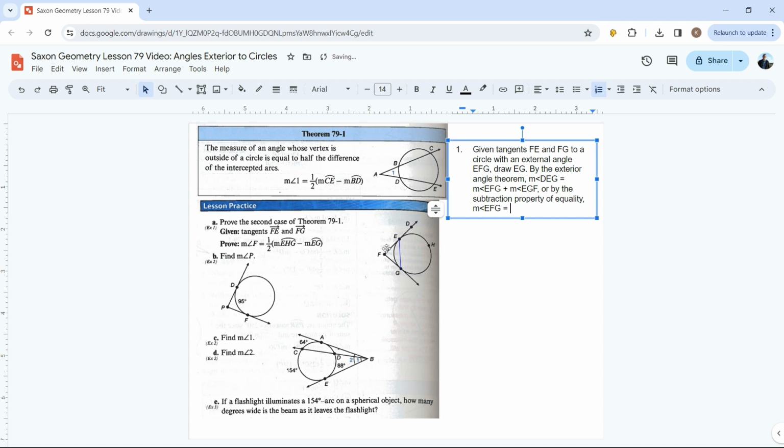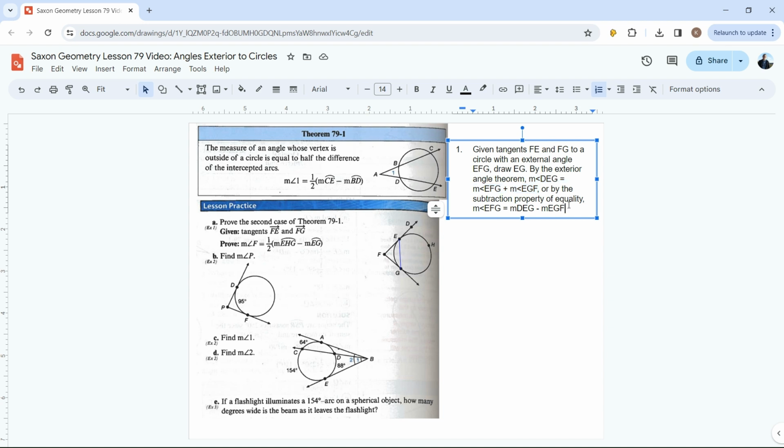That's going to be equal to, going back up to the subtraction property of equality, the measure of DEG minus the measure of EGF. So all I did was write this relationship from the exterior angle theorem, and then I used the subtraction property of equality to get EFG on a side by itself.